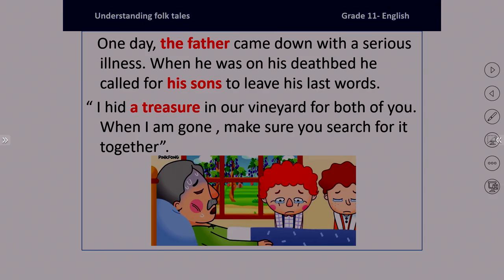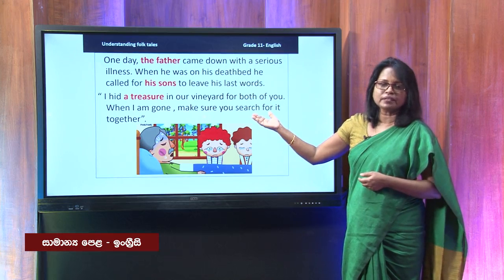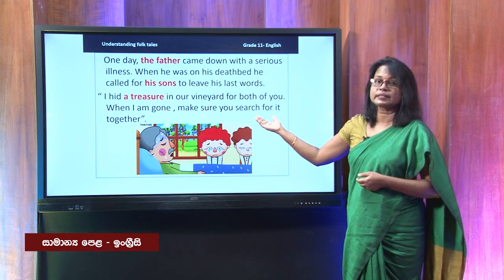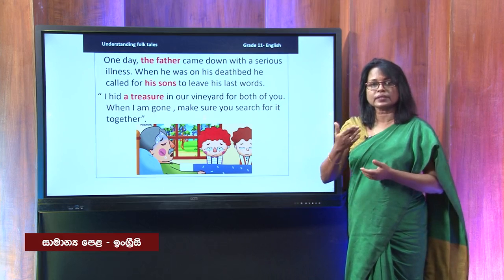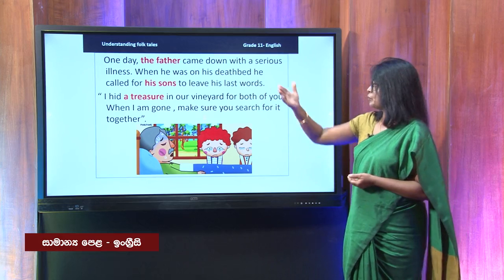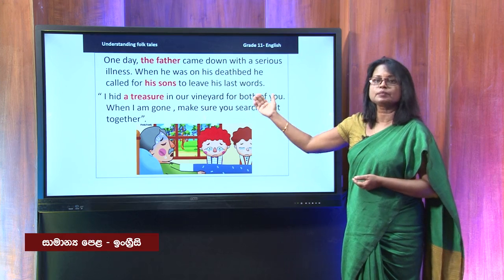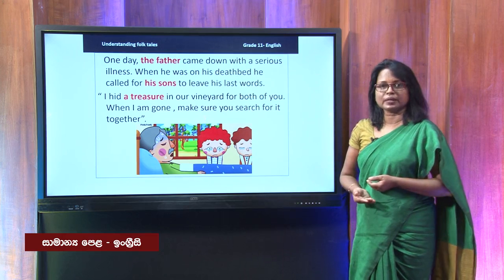See, I hid a treasure in our vineyard for both of you. So what is the answer? A treasure. Now in this situation also, if you omit the article a and write just treasure, it will be accepted in this context. But remember children, always try to write your answers with the determiner or the adjective or the article that comes in front of it. Okay, now let's move on to the next part.